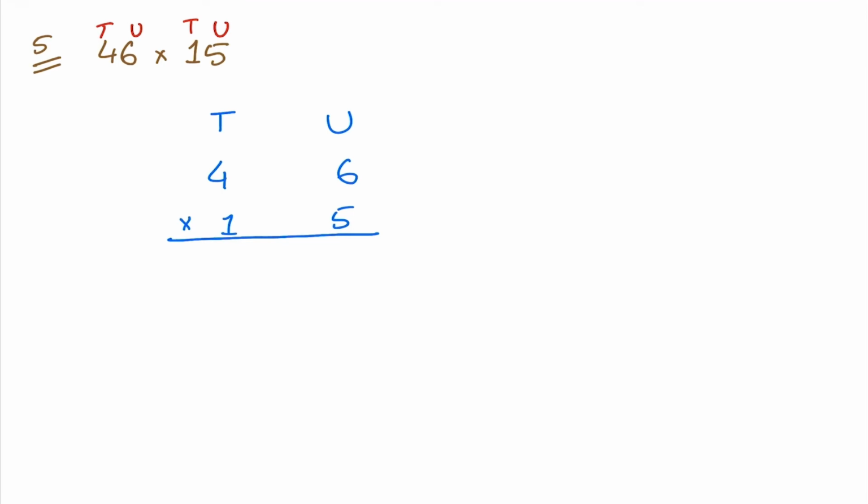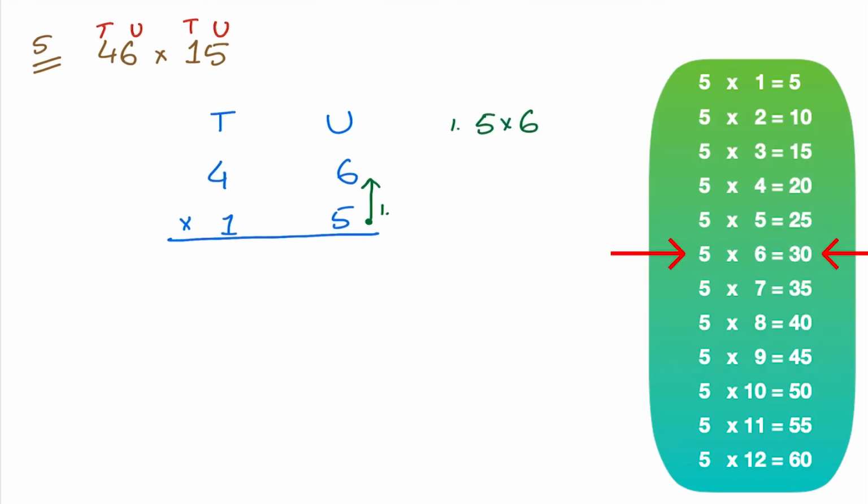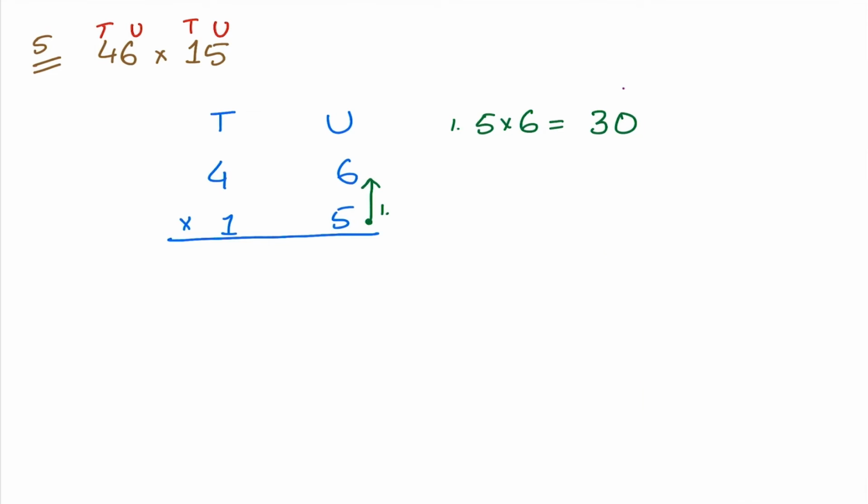So the first thing that we will do is we will multiply the unit digit at the bottom with the unit digit at the top. That is 5 times 6. From the table, you can easily see that 5 times 6 is 30. Again, this is a two-digit number. So we mark place values, units, and tens. The units digit goes to the answer, and the tens digit is carried. So we have 0 here, and we will carry the number 3 here.